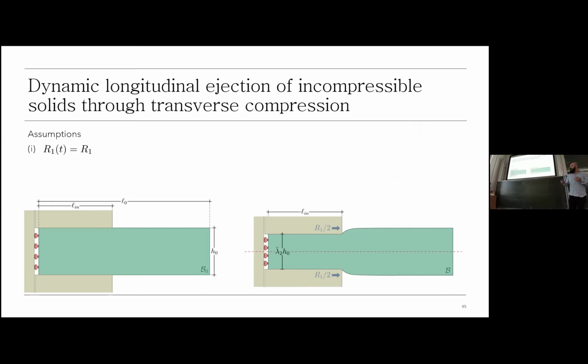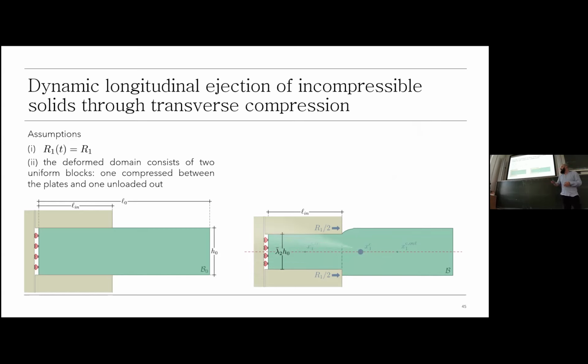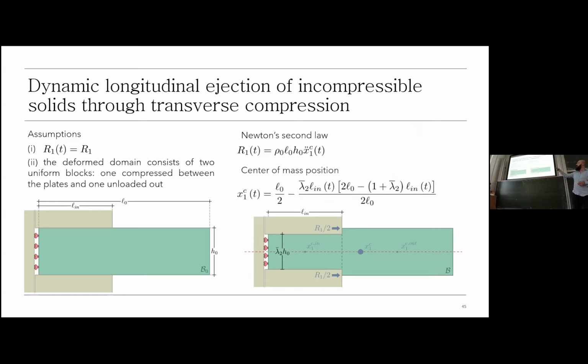We set two assumptions. The first one is that the R1, our reaction force, stays constant in time all along the ejection process. And the second assumption, we basically simplify the deformed shape of our body into blocks: one block inside the constraint and one block outside. And we focus all the mass of the sample in the center of mass of the two blocks. So we can now write Newton's second law for the center of mass of our body, where the location in time is represented by this equation.